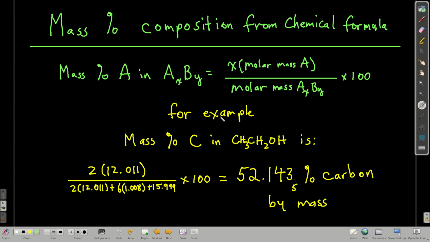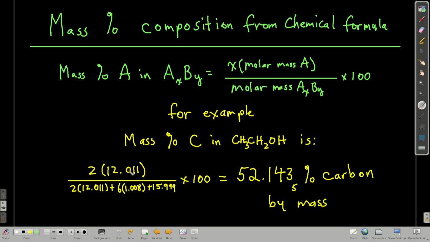For example, let's say we wanted to calculate the mass percent carbon in ethanol. This is ethanol, CH3CH2OH. We just take the total mass of carbon in 1 mole of that compound. So the subscript is, there's 2 carbons, one here and one here, right? So 2 times the molar mass of carbon, 12.011. I'm not putting any units in here because the units all cancel out, and the units that you get for an answer is just percent.